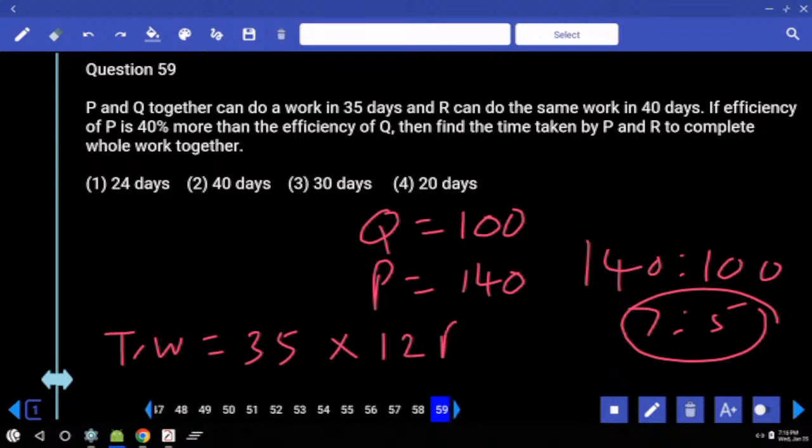How much you get? 12 parts. And the total work is how much? 420 parts. Okay. Now he says this 420 units of work can be done by R in how many days?